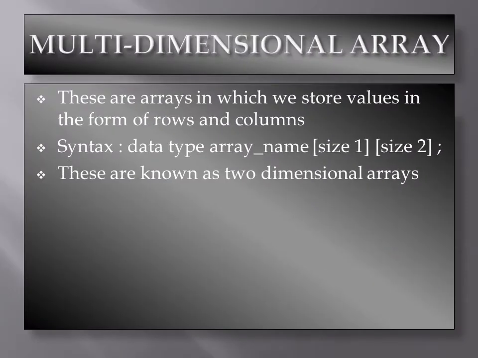Next is multi-dimensional arrays. These are arrays in which we store values in the form of rows and columns. Usually, a single-dimensional array has one row or one column. But in multi-dimensional arrays, we have to store values in columns as well as rows. This is the syntax of the multi-dimensional array. The difference here is that we have to mention the size of rows and columns. Size 1 is the maximum size of rows and size 2 is the maximum size of columns. These are also known as two-dimensional arrays.